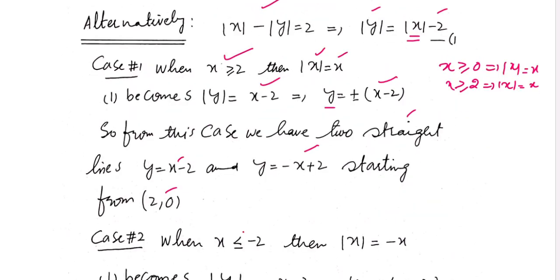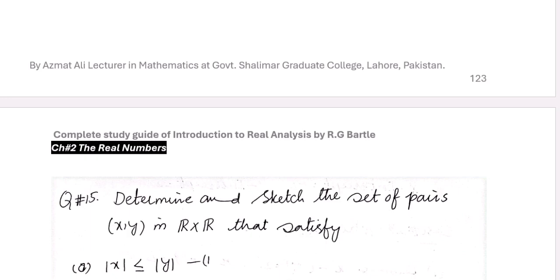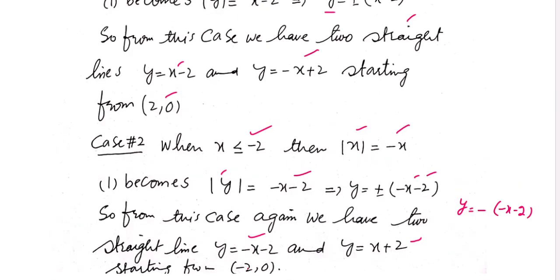Case number 2. Suppose x is less than or equal to minus 2. In this case, absolute x will be equal to minus x here. Your equation number 1 becomes absolute y is equal to minus x minus 2. This becomes y equal to plus minus (minus x minus 2). So from this case, again we have two straight lines. The first is y is equal to minus x minus 2 and the second one is y is equal to minus (minus x minus 2). This can be written as x plus 2, starting from the point x equal to minus 2, y equal to 0.